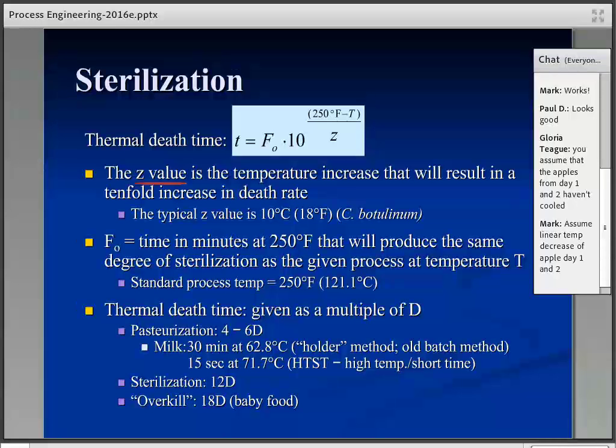The typical value is 10 degrees C for the botch organism, which is the most common standard. F0 is the time, and it's in minutes in the standard formulation. The time at standard temperature of 250 that's going to produce the same sterilization as any other temperature you've been given, but the 250 is the standard processing temperature. It's 121 degrees C.